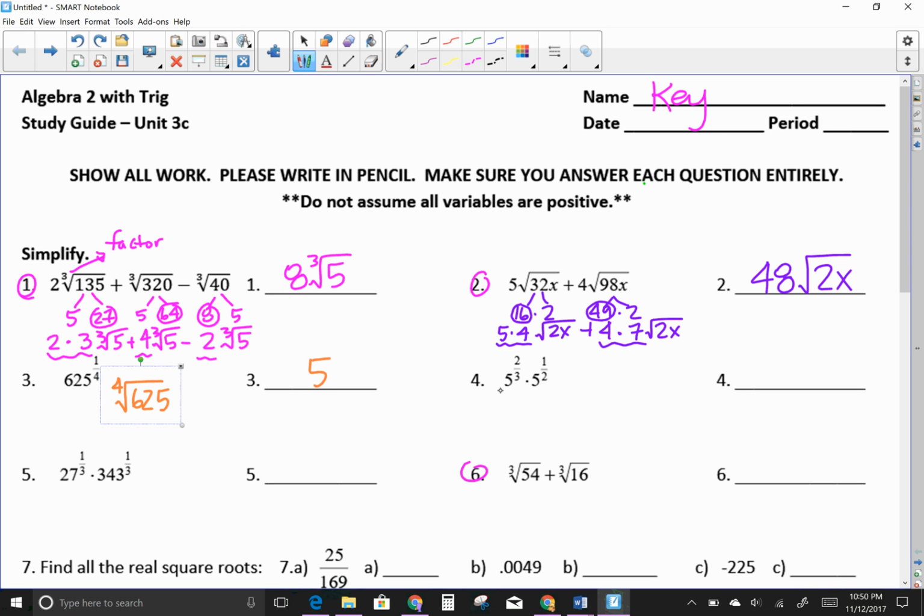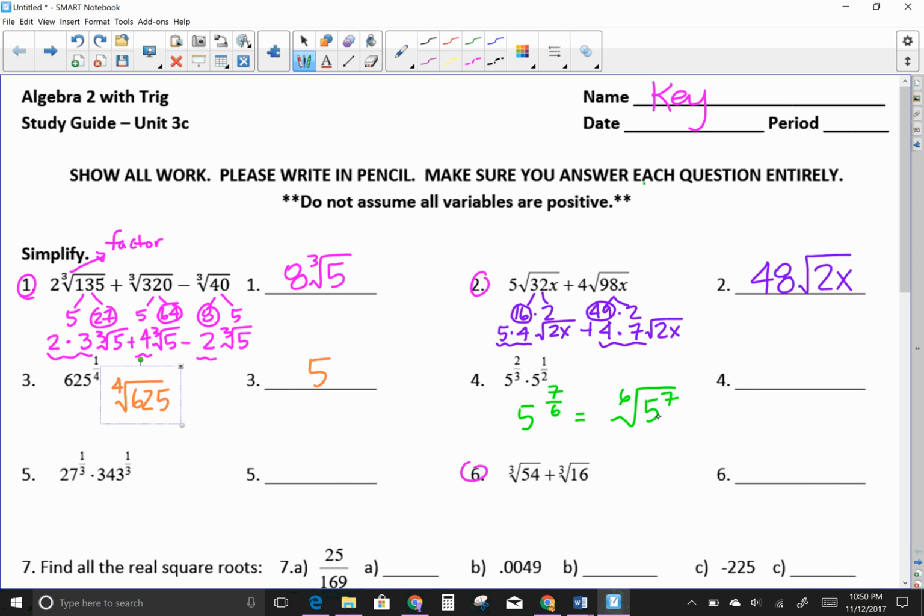Now, 5 to the 2/3 times 5 to the 1/2. If they have the same base, then you add the exponents. The base does not change. So 5 to the 2/3 plus 1/2 is equal to 7/6. Okay, now 7/6, remember what's down on the bottom is that root. So that is the 6th root of 5 to the 7.